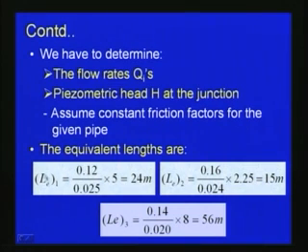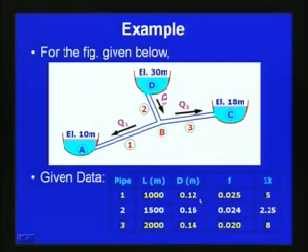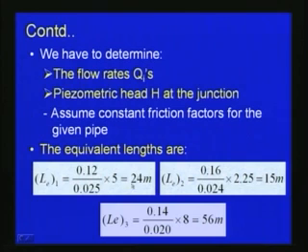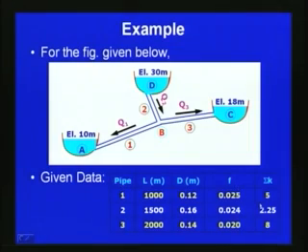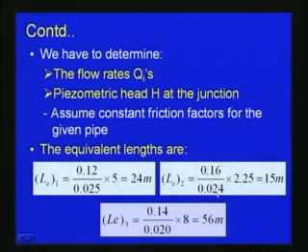Say for pipe number 1, the diameter is 0.12, sigma k is 5 and friction factor 0.025. So, we will get the equivalent length as 24 meters. For pipe 2, the diameter is 0.16, sigma k is 2.25 and the friction factor is 0.024. So, we get the equivalent length as 15 meters. Similarly, for pipe 3 the equivalent length will be 0.14 into 8 divided by 0.02. That will give 56 meters. So, initially we found all the equivalent lengths corresponding to the minor losses.